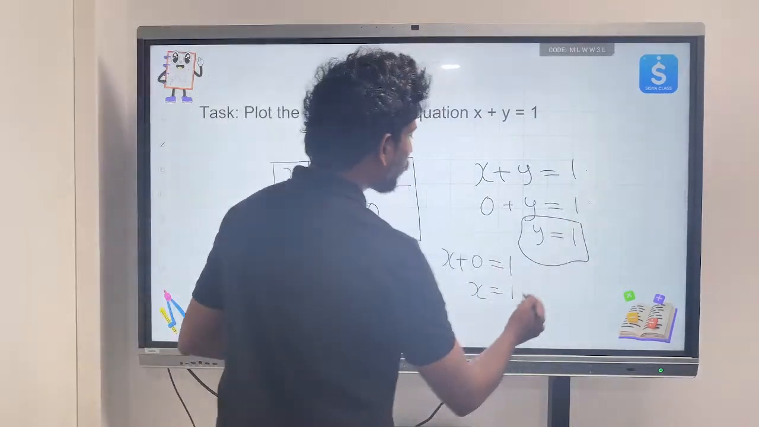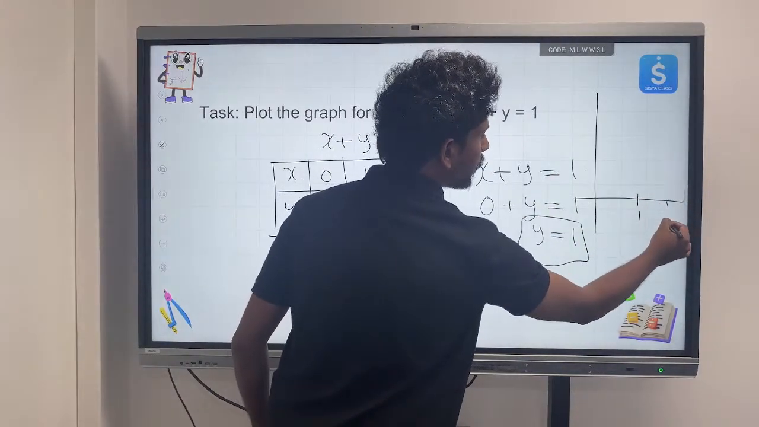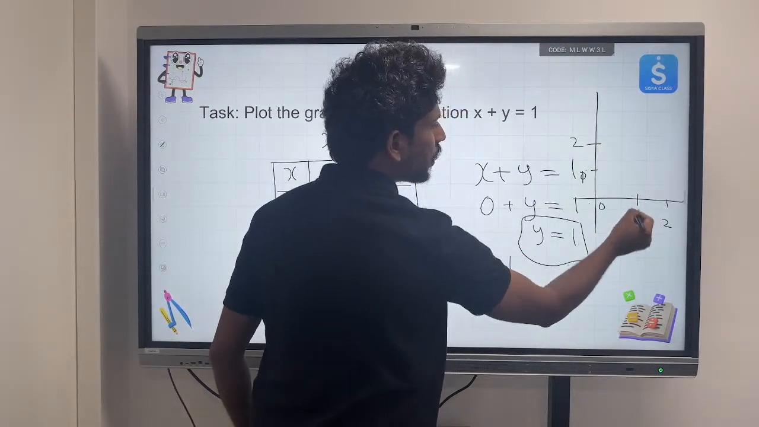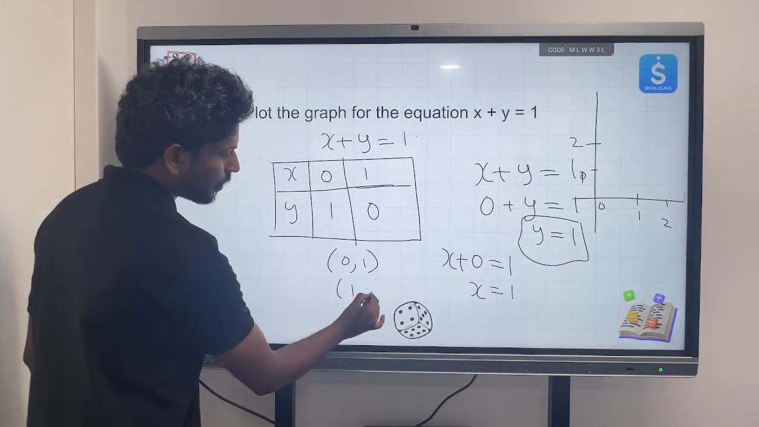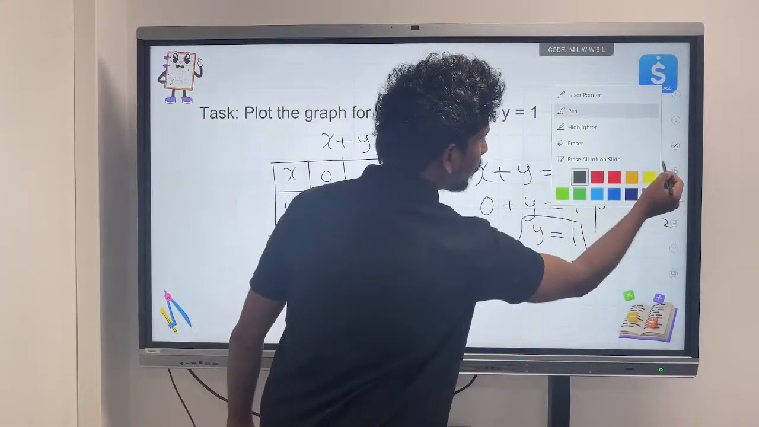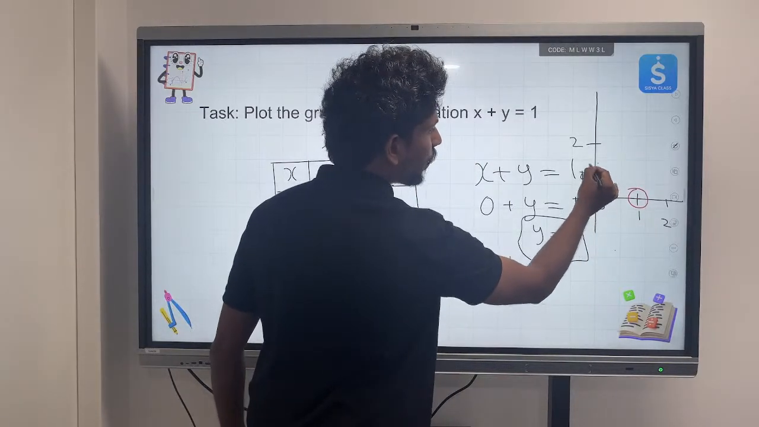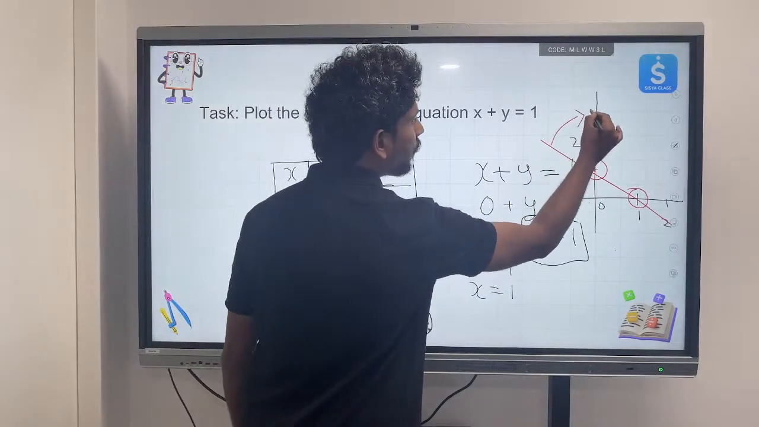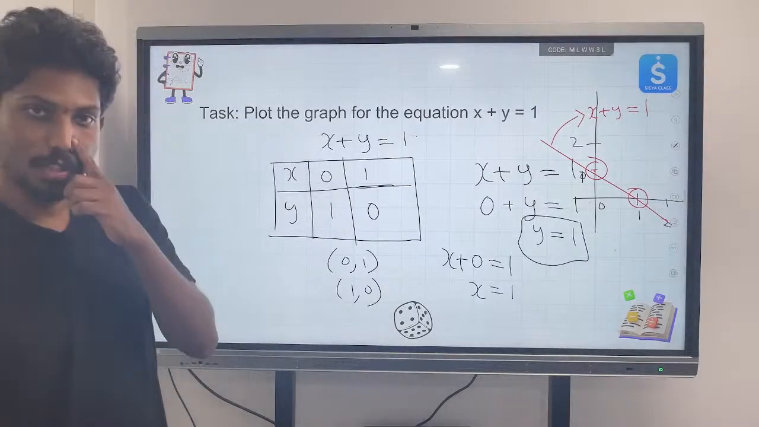Okay, so if I have to plot a graph on a graph sheet, you see here, this is 1, 2, 0, sorry, 1, 2. What are the 2 coordinates we have? 0 comma 1 and 1 comma 0. Now if you see here, where does 1 comma 0 lie? This is the point where 1 comma 0 lies, and this is the point where 0 comma 1 lies. Now this is the graph, right? This is the graph of x plus y equals 1, right? So this is how the graph looks.